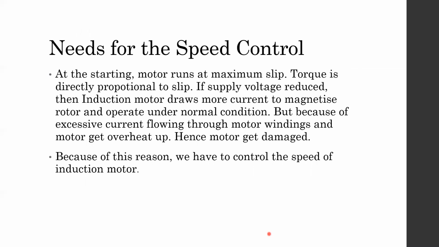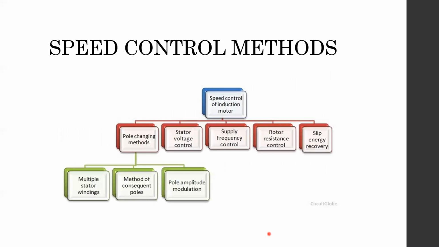We are going to see about the need for speed control. At the starting, the motor runs at maximum slip. Torque is directly proportional to the slip. If the supply voltage is reduced, then the induction motor draws more current to magnetize the rotor and operate under normal condition. But because of this excessive current flowing through the motor windings, the motor gets overheated. Hence the motor gets damaged. Because of this reason, we have to control the speed of induction motor. These are the speed control methods.